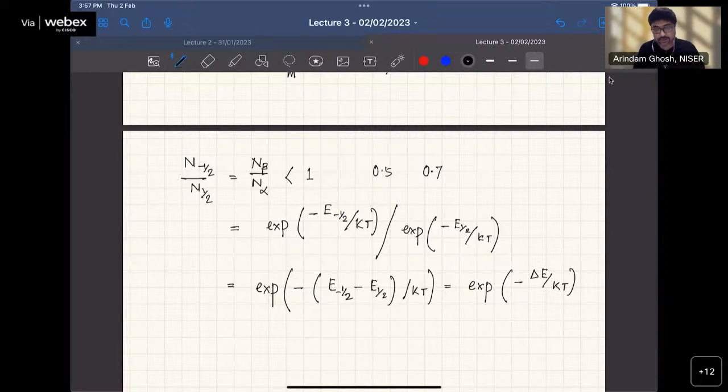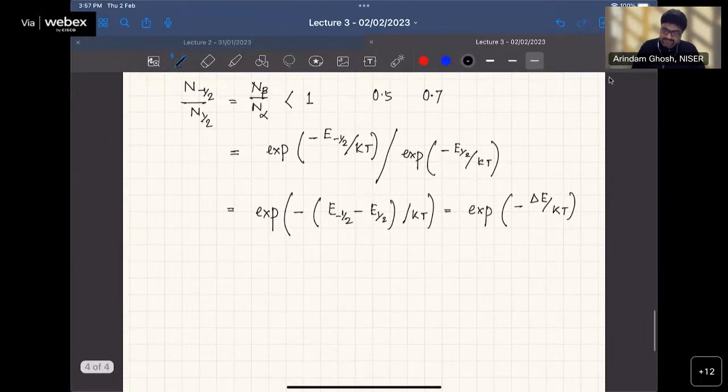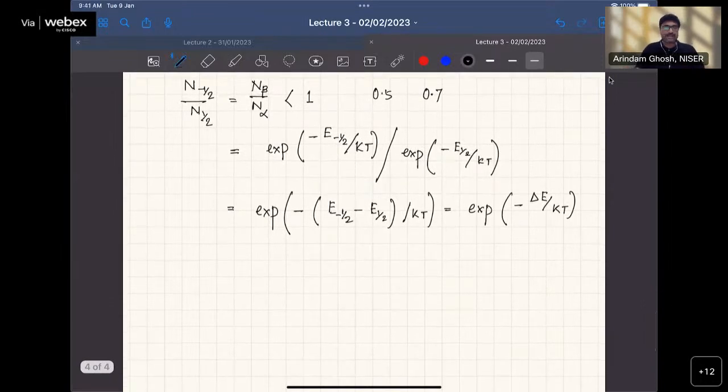That delta E that I was talking about, the Zeeman splitting delta E. Now the thing is that generally this delta E with respect to kT is going to be extremely small, a very small energy difference. So this whole thing is going to be much smaller than 1, and I can approximate this as 1 minus delta E over kT. So this is the expression that is going to be the ratio.